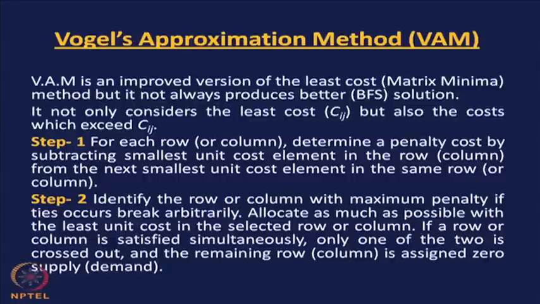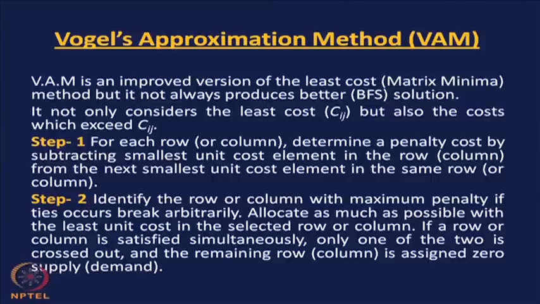The VAM is an improved version of the least cost matrix minima method, but it may not always produce the better BFS, that is basic feasible solution. It not only considers the least cost Cij, but also the costs which exceed Cij. What are the steps? Step 1 is, for each row you determine a penalty cost by subtracting the smallest unit cost element in the row from the next smallest unit cost element in the same row.